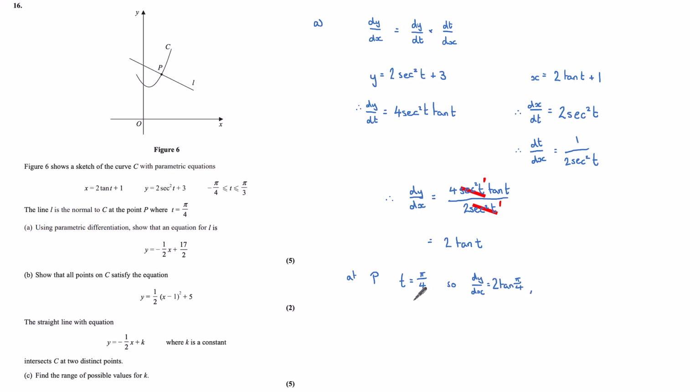I can also use this value to find my x and y coordinates. My x will be 2 lots of tan pi by 4 plus 1, and my y will be 2 sec squared pi by 4 plus 3. Evaluating each of these on my calculator gives me that dy by dx is equal to 2, and the coordinate at that point is 3, 7. Since L is the normal at P, the gradient of L is the negative reciprocal of this tangent gradient 2. So the gradient of L is negative a half, which is good because that's what we're looking to hopefully show.